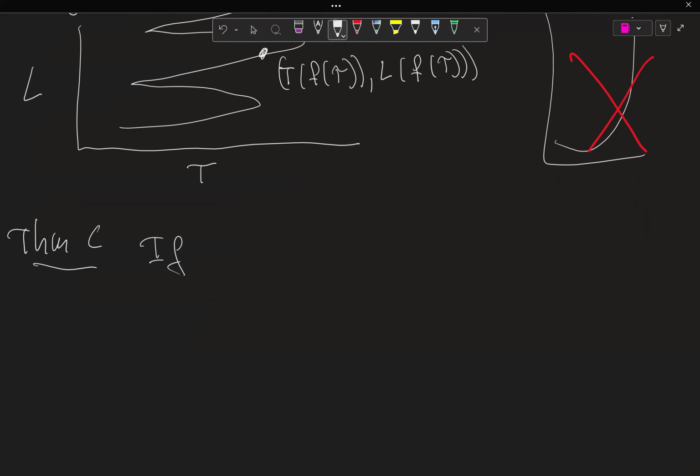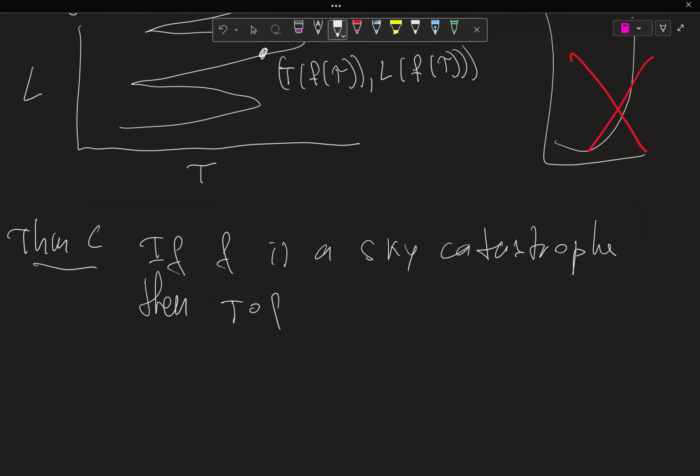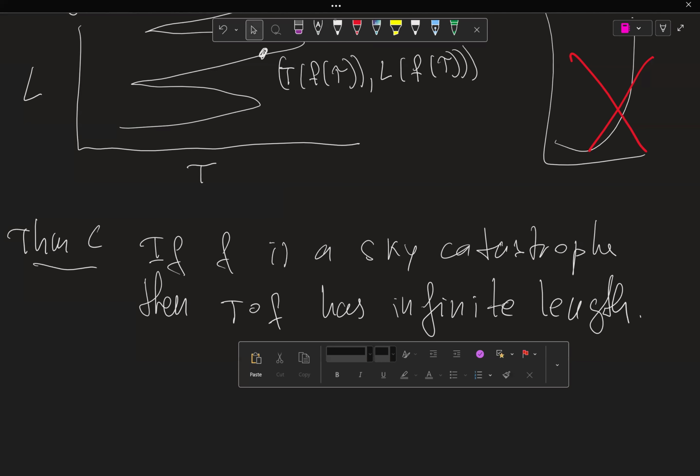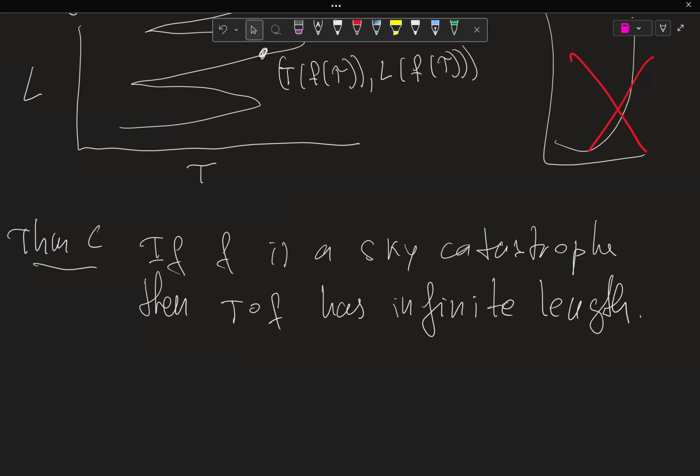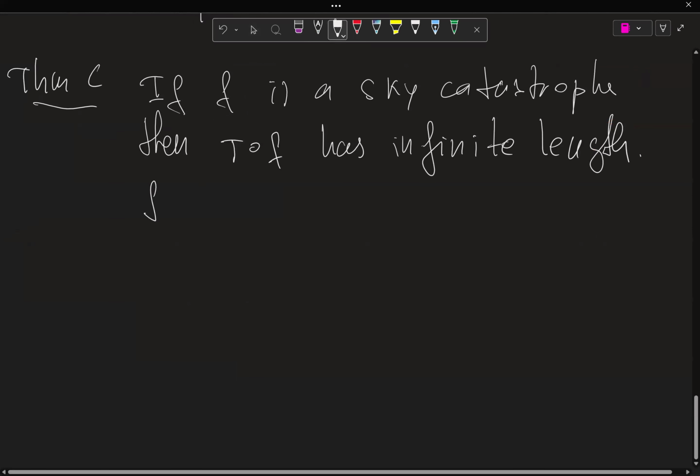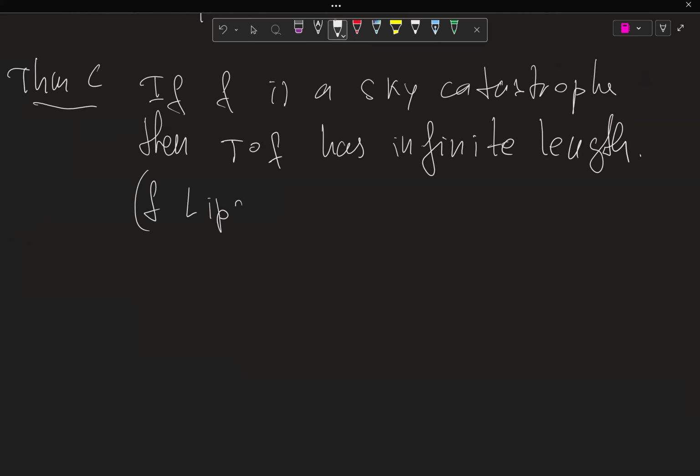So if F is a sky catastrophe, then T compose F has infinite length. Of course, I said F is continuous, so for lengths to be defined, let's say that F is Lipschitz continuous.